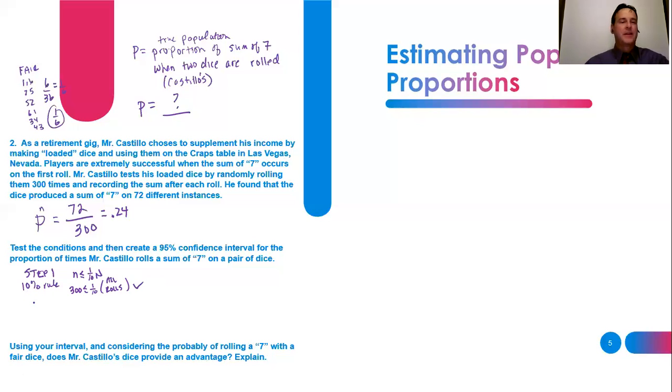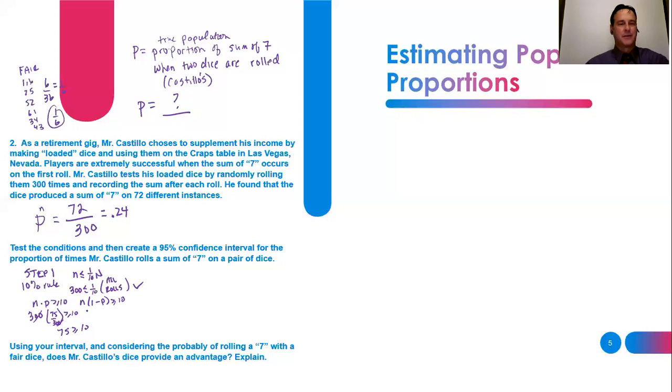The next one is the large counts for normality. So I will do n times p and n times 1 minus p. People will ask, do you have to write the formula down? And the answer is no. You can just plug the numbers in and write it down. So again, our n is 300. Our p was 75 over 300. Again, I like to write the fractions because they're easy to cancel out. And you'll get 75 is greater than or equal to 10.